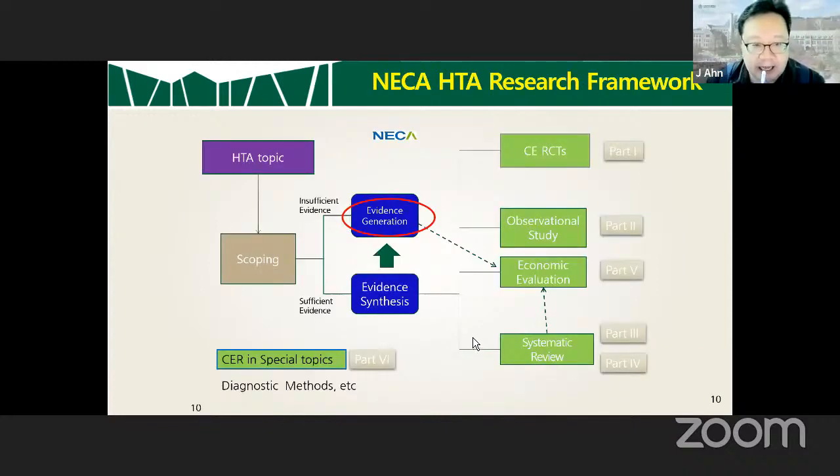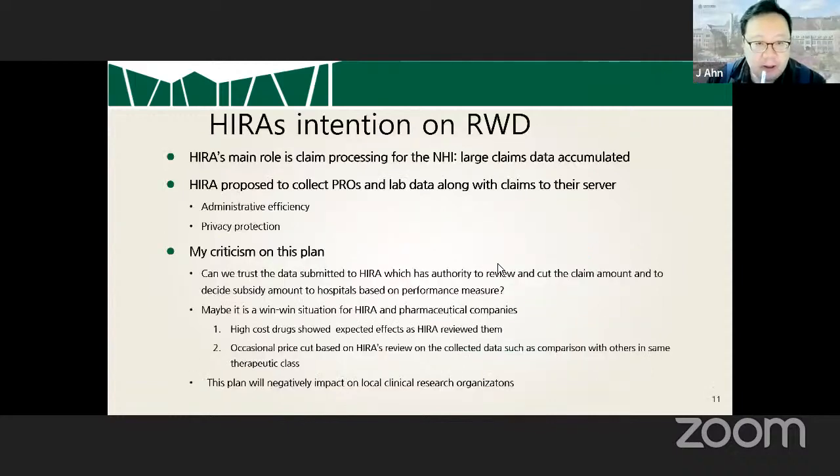So it is also related to NECA. NECA has clinical research funding for public decision purposes, and it can be nicely linked with this budget to collect the data for very important items. And actually, they are doing it right now. Also, HIRA has some intention to collect real-world data sets to be used for all those research.